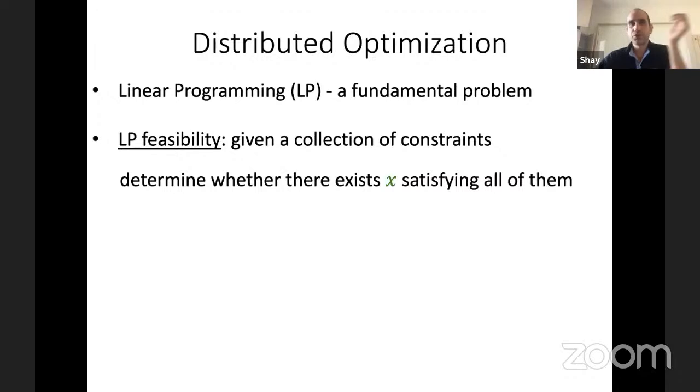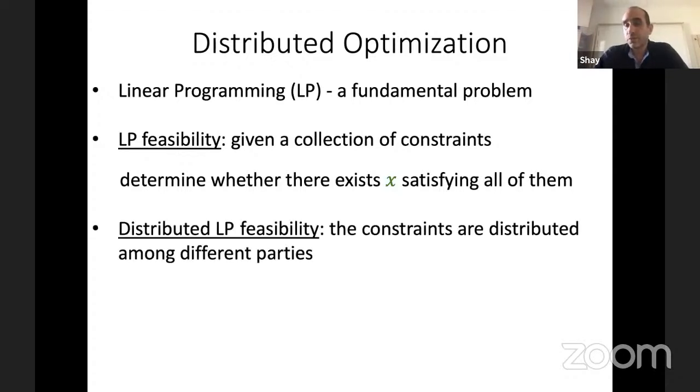Now let me tell you a little bit about distributed optimization, which is another problem we will study. I'm sure you all heard about linear programming. Basically we're given a collection of constraints in R^d, linear inequalities, and the decision problem asks to determine whether these constraints can be simultaneously satisfied by some point in R^d. Now in the distributed world, the constraints are distributed among different parties. So it's no longer the case that all the constraints are accessible by a central computer, but we have several sites, and in each site there are some constraints, and the sites can communicate to determine whether all of the constraints are simultaneously satisfiable.